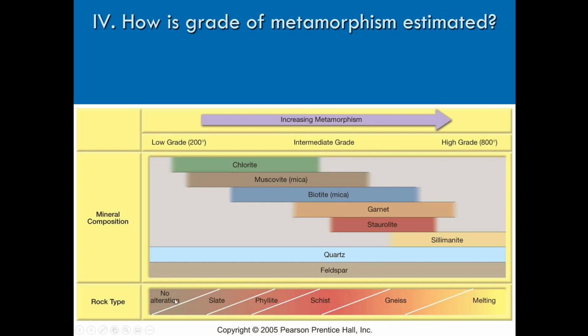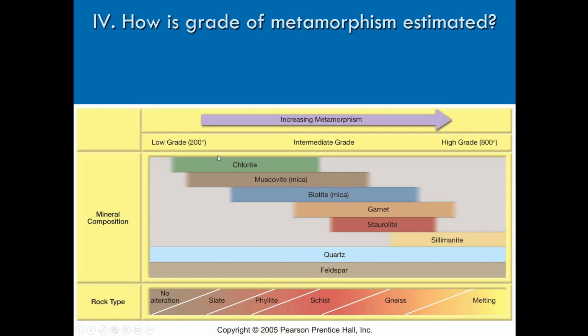So here are your foliated metamorphic rocks. They start with no alteration, so this would be like a shale here. And then as you increase temperature and pressure on shale, it turns to slate. You increase temperature and pressure on slate, it turns to phyllite, and phyllite will turn to schist. Schist will turn to gneiss. And then shortly beyond the temperature and pressure where gneiss is stable, rocks begin to melt.